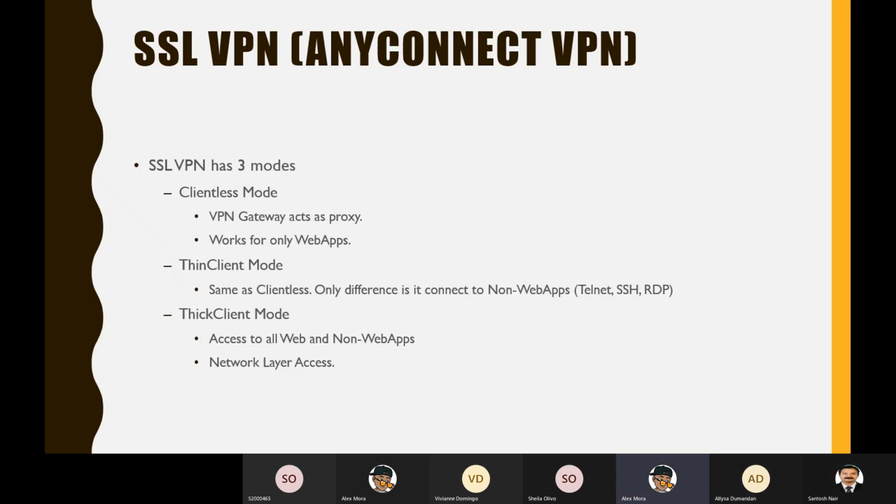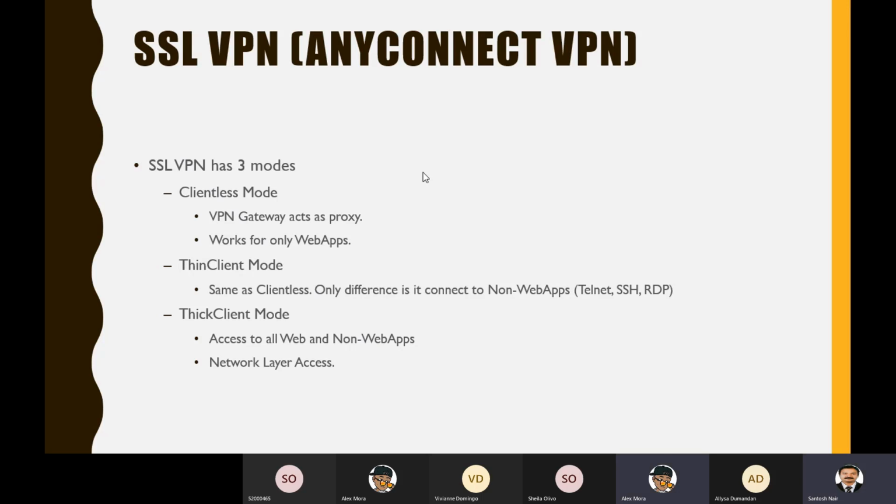Yes, it's clear. Next is the thick client. In thick client mode, basically we use our AnyConnect. In AnyConnect we can access anything: internal websites and non-web apps. We can directly do RDP, we can SSH. It provides us network layer access using AnyConnect. Okay, so this is the basics of site-to-site VPN and remote access VPN. Now we'll go to the practical part.